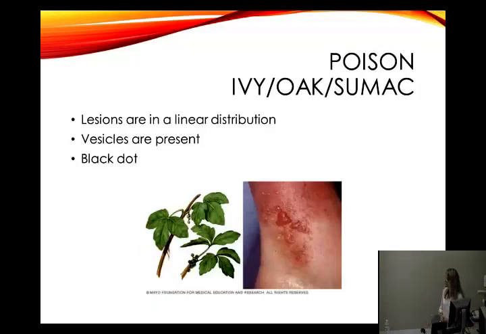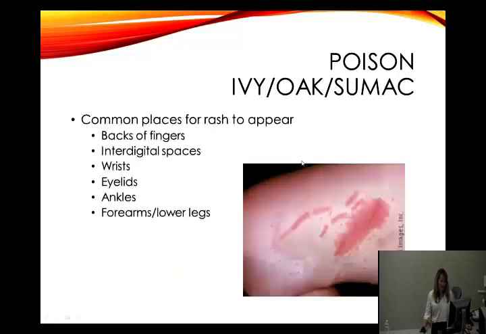So with poison ivy, oak, and sumac, the lesions are in a linear distribution. It's from where that leaf touches you. So when you see a line of a rash with the blisters, you need to have this on your list of differentials. So the vesicles or blisters are present. Sometimes people will actually get a black dot. I have not seen a black dot eruption, but if you Google that, it is discussed if there is a black dot with it. That is real significant for poison ivy, oak, or sumac. So common places, backs of fingers, in between the fingers, wrists, eyelids, ankles, forearms, lower legs. And this photo kind of shows you here these lines that are happening.